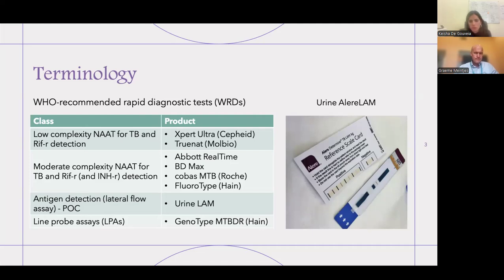We're of course all likely familiar as well with the class of antigen detection tools, which are commonly performed at point of care. And the only WHO recommended one of these is our urine LAM test, which I've also put an image of on the slide, just so that we can all follow the fact that whenever I refer to a urine LAM or an Alere LAM, sometimes referred to as Determine LAM or Abbott LAM, I'm always talking about this particular LAM tool, which is pictured here with the reference card, unless I specify otherwise.